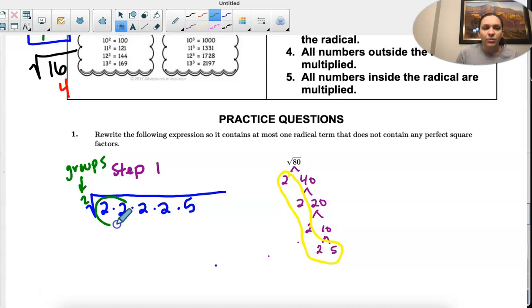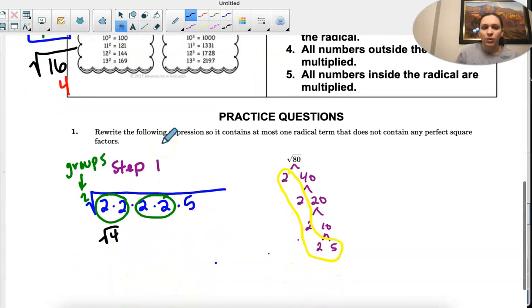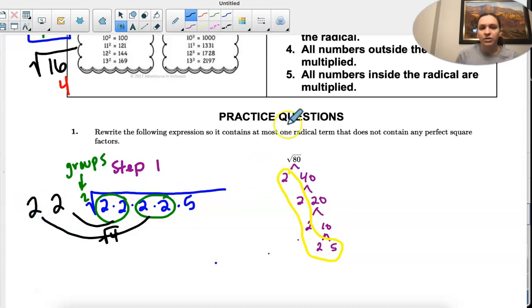So I have a group of 2 2's and a group of 2 2's. So really what this is equal to is the square root of 4, and the square root of 4 is equal to 2. So when we bring out this group, it's just equal to 1 2. And I bring out this group, and it's just equal to 1 2. So this is step 2. We grouped and we brought out what we had.